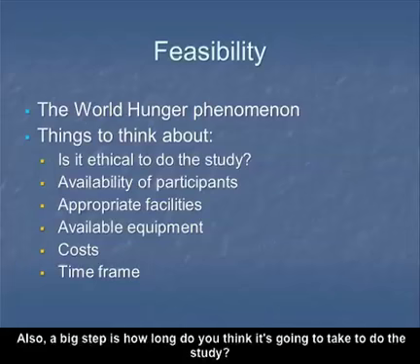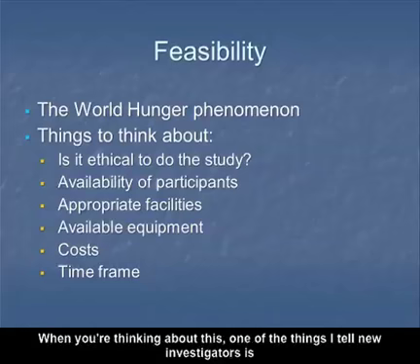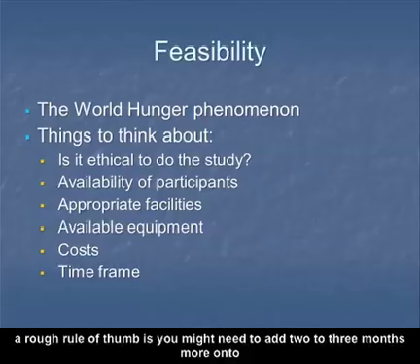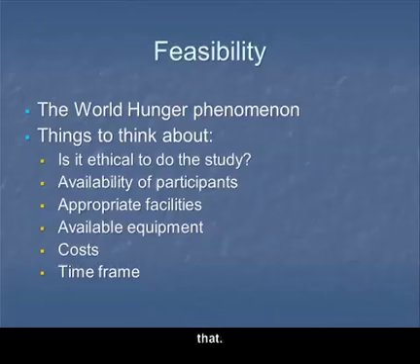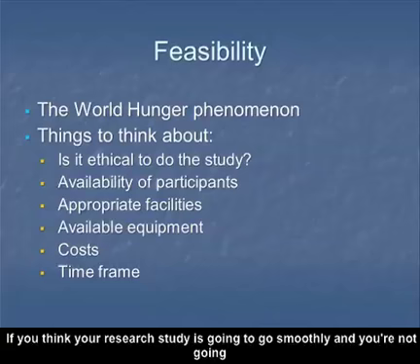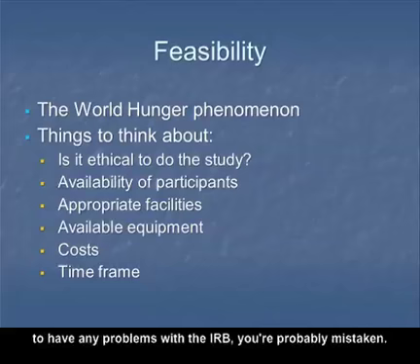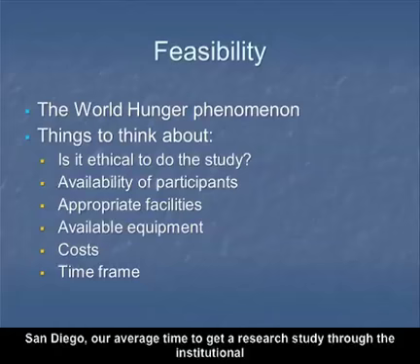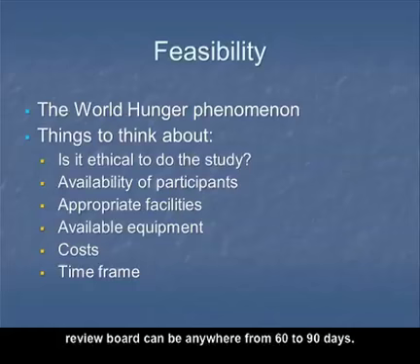Also, a big step is, how long do you think it's going to take to do the study? One of the things I tell new investigators is that if you think it's going to take you 6 months to get the study done, a rough rule of thumb is you might need to add 2 to 3 months more onto that. If you think your research study is going to go smoothly and you're not going to have any problems with the IRB, you're probably mistaken. In general, in most institutions, this may vary, but at Naval Medical Center San Diego, our average time to get a research study through the Institutional Review Board can be anywhere from 60 to 90 days.